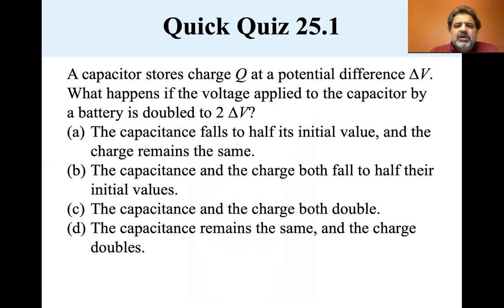Okay, a capacitor stores charge Q at a potential difference delta V. What happens if the voltage applied to the capacitor by a battery is doubled to 2 delta V? The capacitance falls to half? No. The capacitance and charge both fall to half their initial values? No. The capacitance and charge both double? No. The capacitance is going to remain the same because it is determined by its physical properties: the area of the plates, the distance between them, and whether there's a dielectric in between the plates or not. So the capacitance is going to remain the same, but since it's 2 delta V, the charge is going to double. And that ends this first section, 25.1.